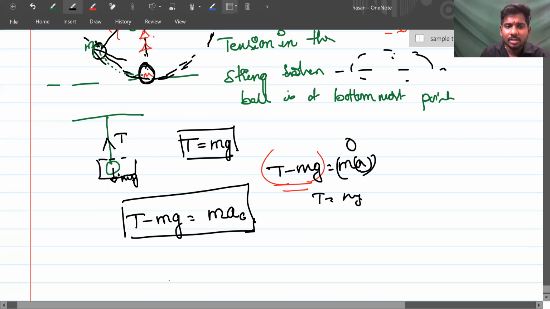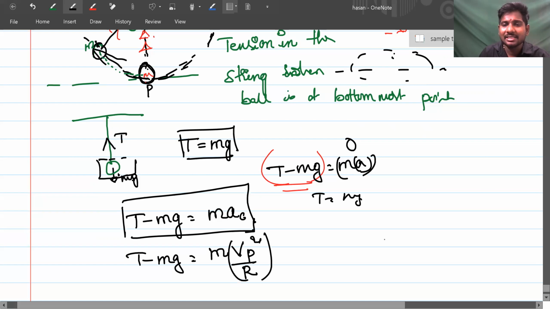Now this T minus mg, what is the centripetal acceleration? So T is equal to m into (a plus g). What is the a? It is the velocity at this point, I'm considering it as Vp, so a is Vp square by r. Because the centripetal acceleration formula we have already studied in circular motion: v square by r or r omega square.